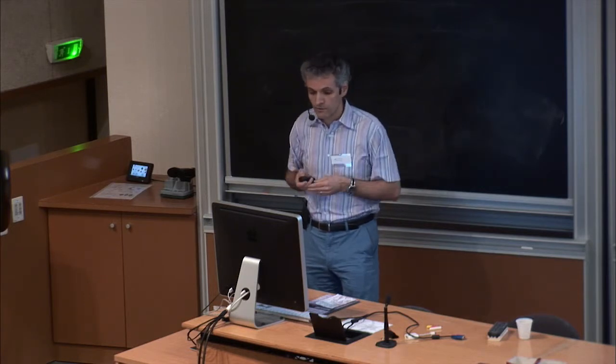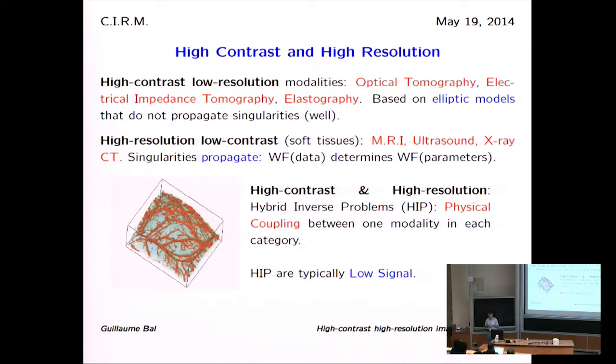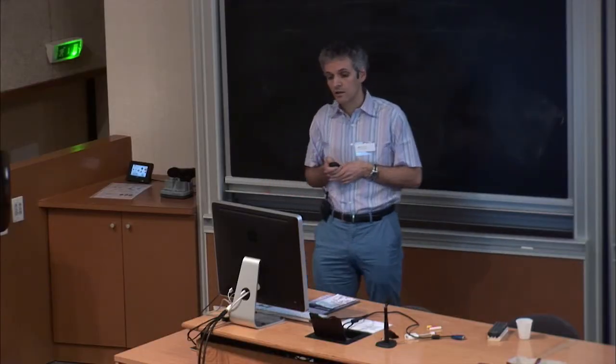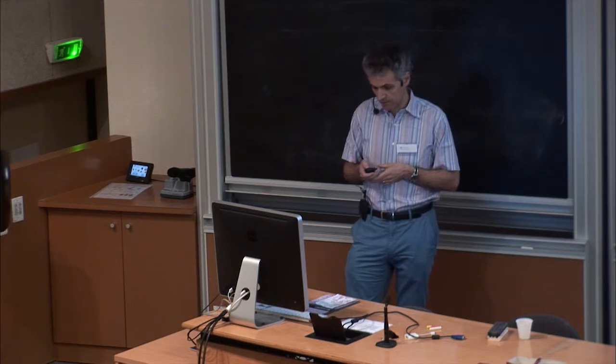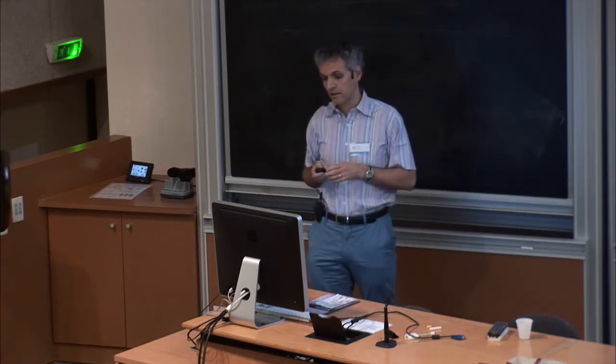Again, they're often referred to as hybrid inverse problems. They have good properties of stability, as you will see. However, they have a relatively low signal because this physical coupling is typically relatively weak. All right, so let me give you a set of examples of such coupled physics inverse problems, and then I'll dive into their mathematical analysis.